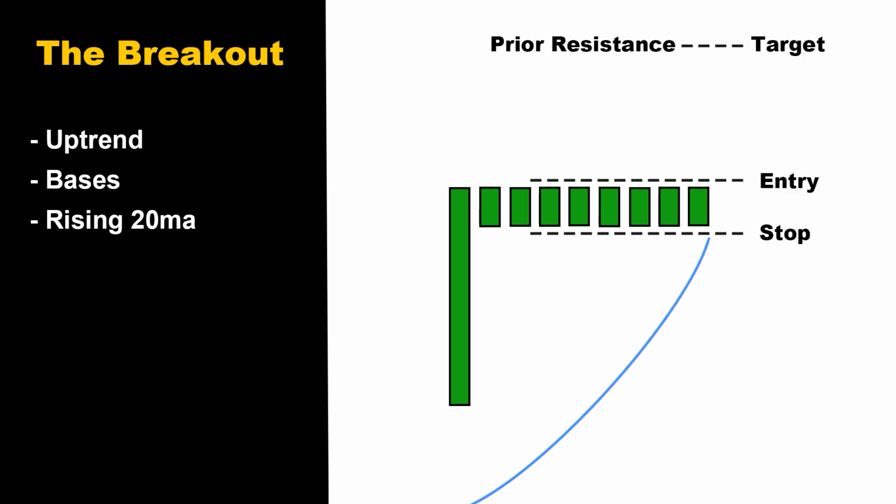But ideally, right off the 20 is what I want. Entry is above the high of the base and stop is under it. Your target is the prior resistance area on your chart. Let's take a look at some real examples.